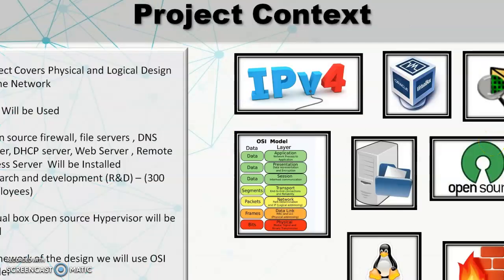This project is going to cover the physical and the logical design. The logical design has to do with the subnetting, the IP addresses, and how devices are going to communicate with each other. We're going to use IP version 4. Then we have the virtual box, where we do all the settings for the firewalls. That's where we run our Ubuntu server, because I'm going to use Ubuntu server, which is open source.